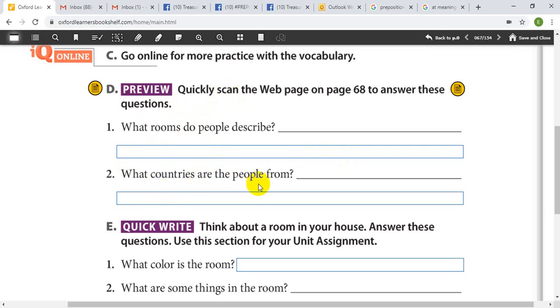What countries are the people from? So you just have to scan for the name of the countries and the rooms. So scanning is a very quick technique, so I will give you only 3 minutes to quickly scan and write down the answers here. Then I will show you the answers.